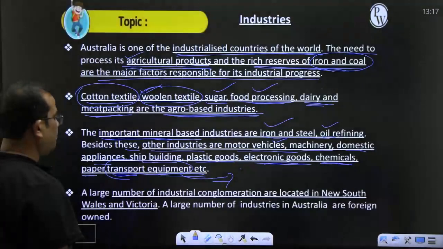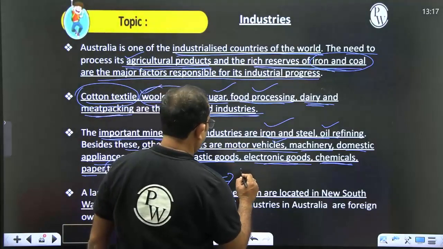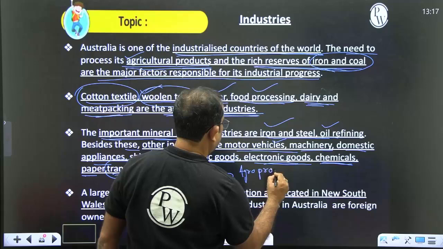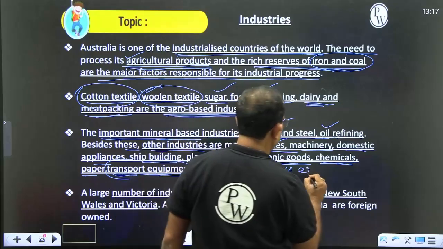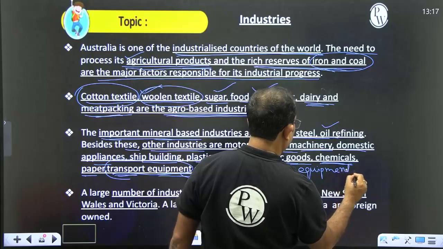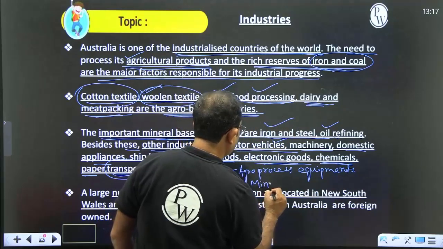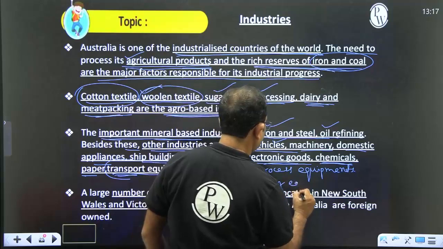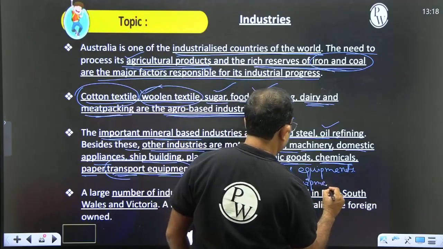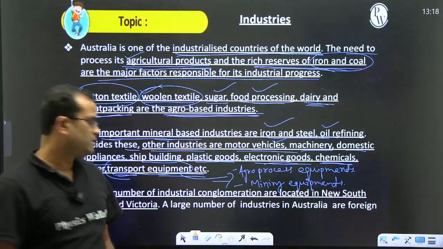See, apart from transport equipment, Australia mostly has agro processing equipments and also mining equipments. These are the things there, agro processing equipments and mining equipments.